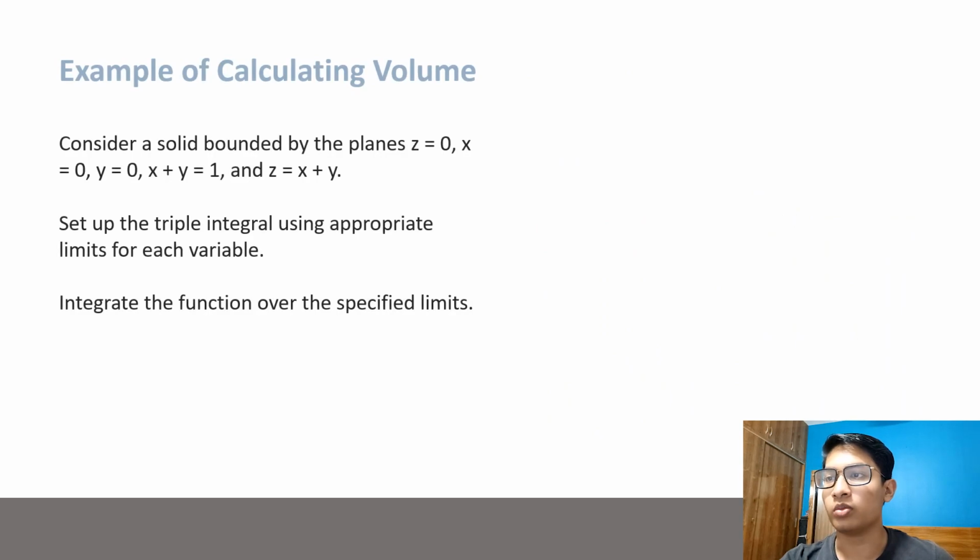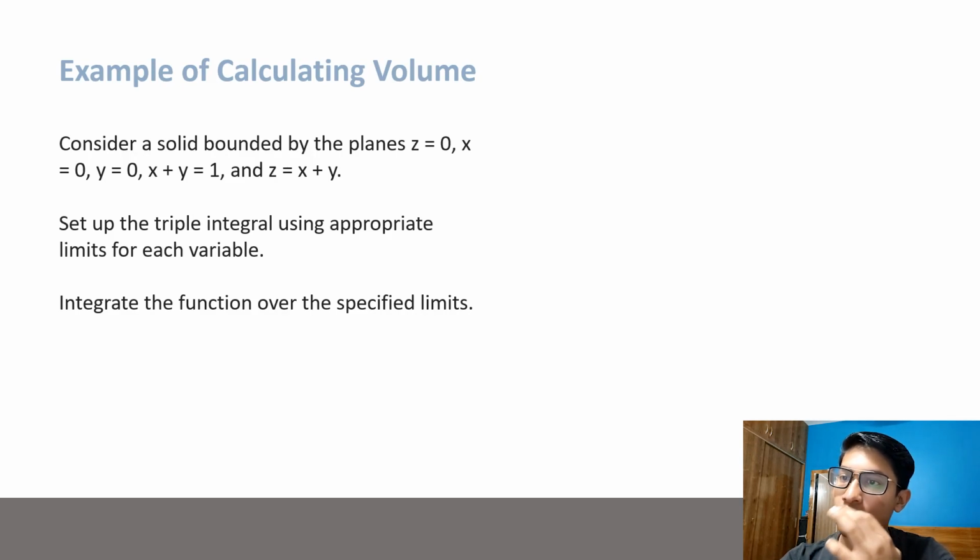Moving ahead, example of calculating volume. Consider a solid bounded by the planes z equal to 0, x equal to 0, y equal to 0, x plus y equal to 1, and z equal to x plus y. So here, as we can see, we have specified the lower limits z equal to 0, x equal to 0, y equal to 0, and then we specified that x plus y equal to 1 and z equal to x plus y. So from this we can say these are our limits.